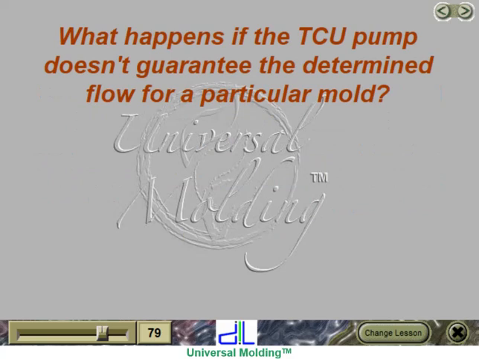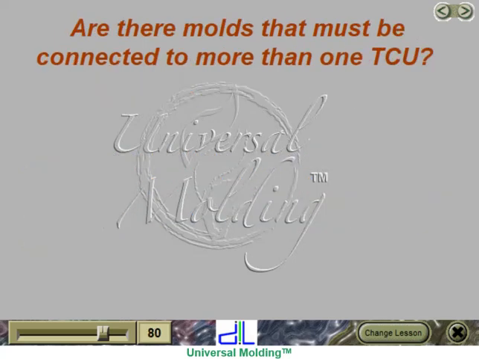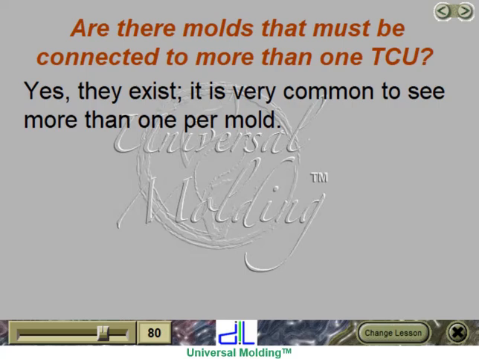What happens if the TCU pump doesn't guarantee the determined flow for a particular mold? Among other things, there could be a variation in thermal dimensions between cavities, and the cooling time could be extended. Are there molds that must be connected to more than one TCU? Yes, they exist. It is very common to see more than one per mold.